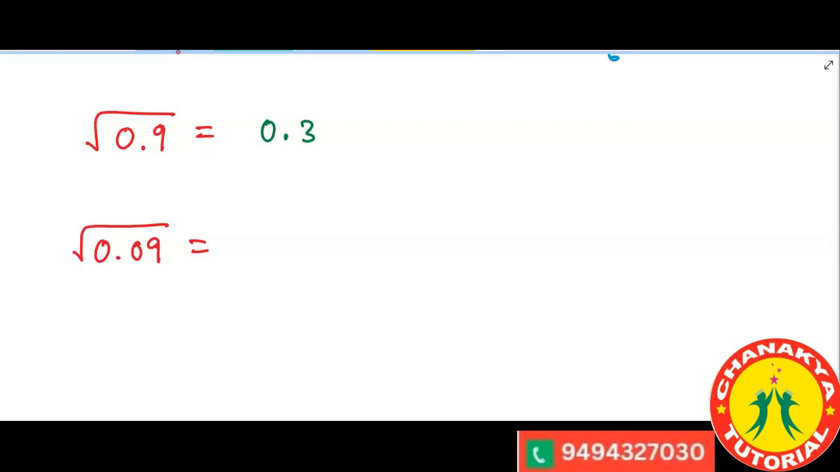Ashutosh, what is the answer for the second? 0.03. No. Okay, 0.3 into 0.3 is how much? 0.9. 3 3s are 9. Decimal after 2 digits from the right side. So that means it should be your answer. Yes or no? Yes, sir.